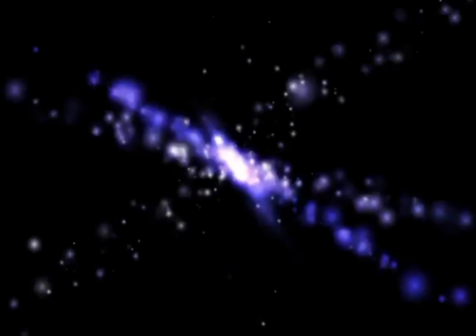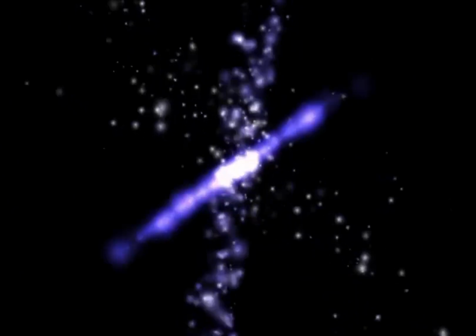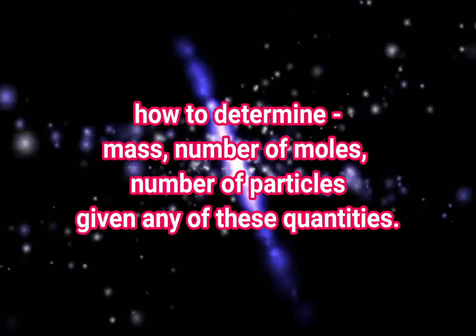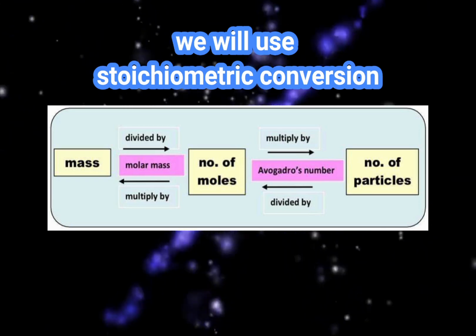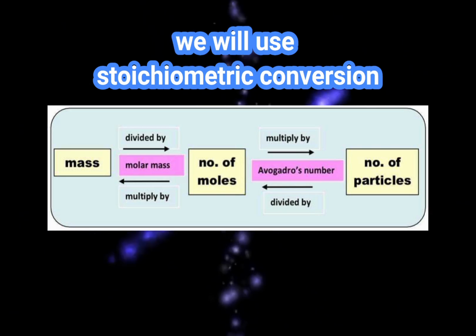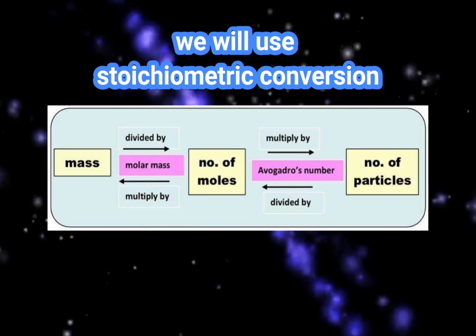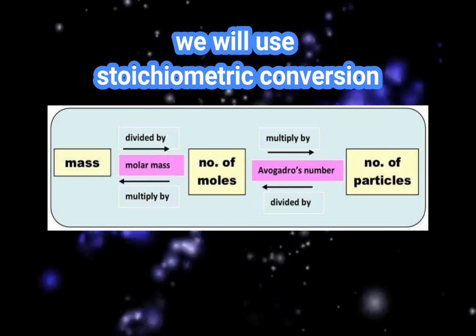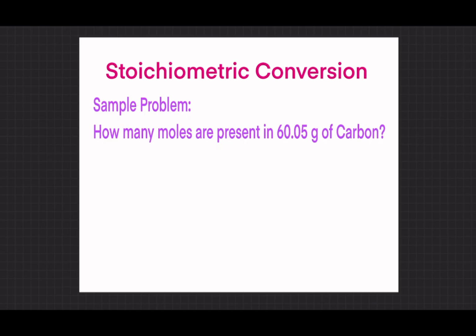Now, asa man nato magamit ang molar mass? We can use this to determine the mass, the number of moles, and number of particles of a particular substance. Now, we have this sample problem which asks how many moles are there in 60.05 grams of carbon. Una, identify nato ang given. Mao na ang mass, 60.05 grams sa carbon. Ug ang gipangayo sa problem mao ang number of moles.